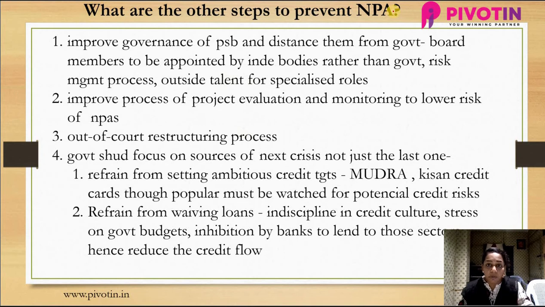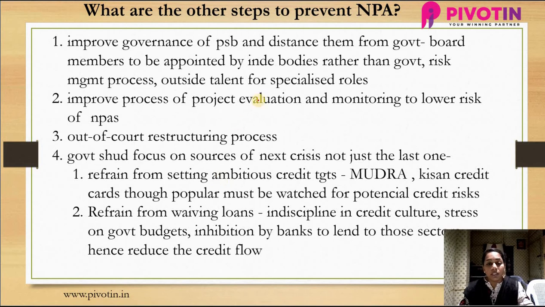And what are the other steps to prevent NPAs? To improve the governance of public sector banks and distance them from the government, the board members can be appointed by independent bodies rather than the government. Also, proper care must be taken with respect to risk management, and outside talent can be hired for specialized roles. Also, the process of project evaluation and monitoring has to be taken care of properly. And an out-of-court settlement and restructuring process has to happen. This will not only reduce the burden on the judiciary but also help to save cost and time.